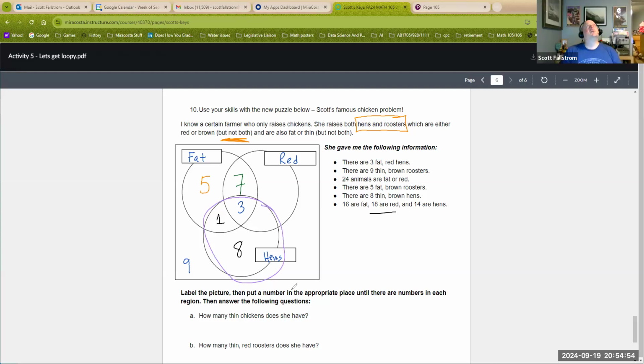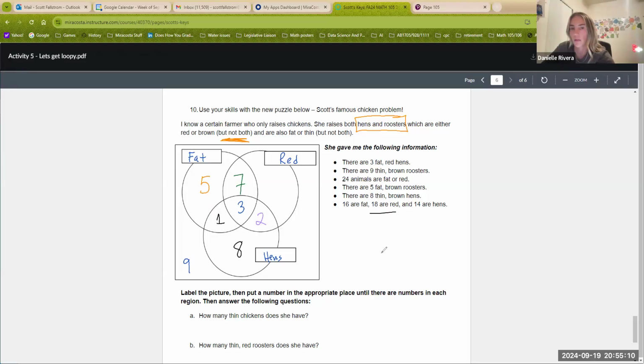Oh, I know. 8, 9, 10, 11, 12. Okay, 12. So there should be 2 in that piece next to the, right of the 3. Okay. And now we'll go back to Danielle. Is that enough to finish this one off? Yes. Okay.